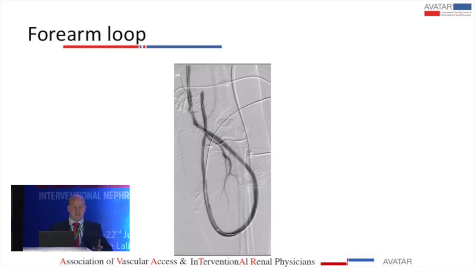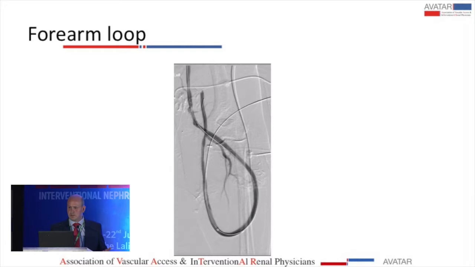I've made occasional loop upper arm fistulas for people who've got very small vessels at the antecubital fossa, where I think there's no real chance of it driving a graft. And of course, the necklace graft, which one of my colleagues at St. George's in London prefers, and he's published extensively on it. I'll show you some. So, forearm loop graft.